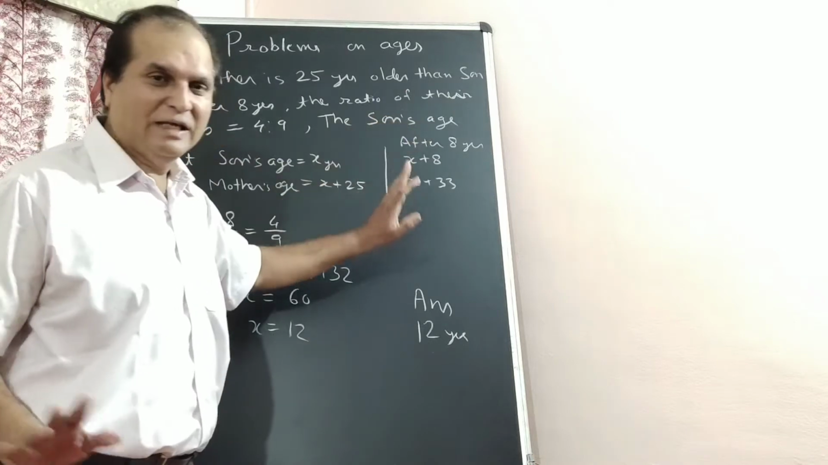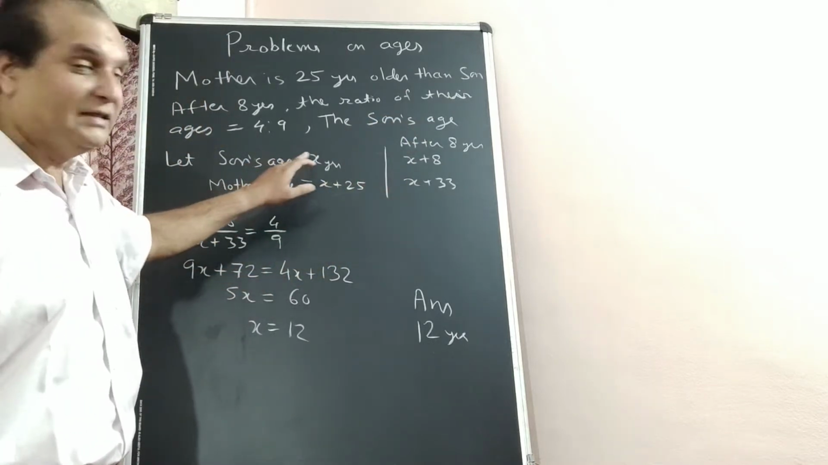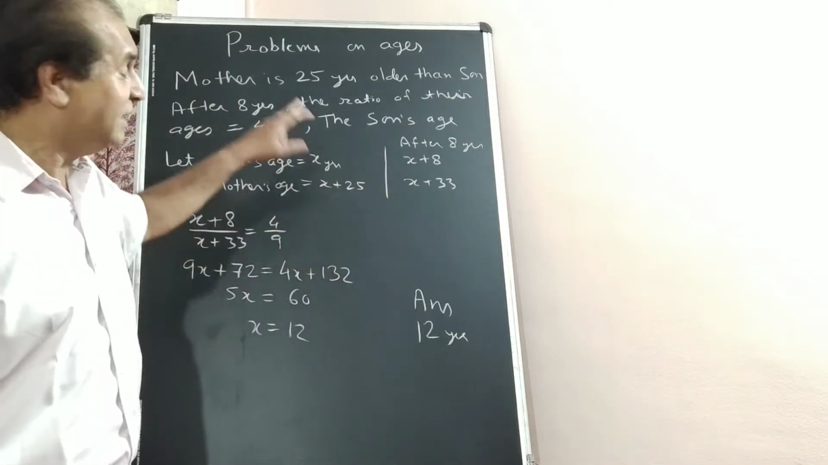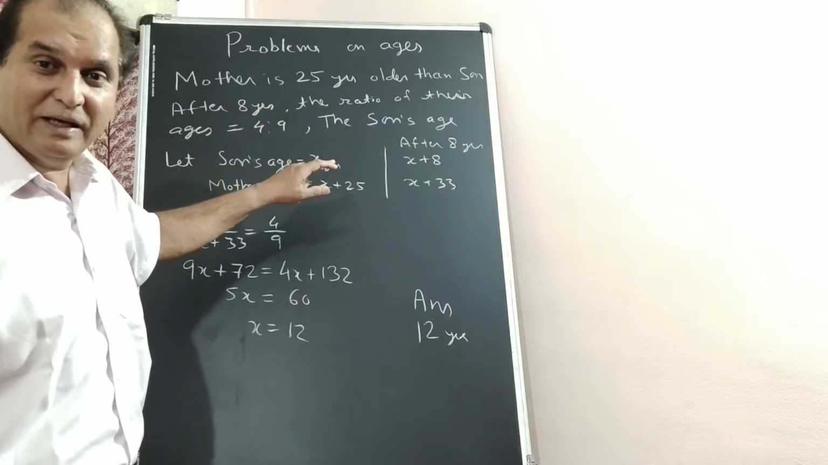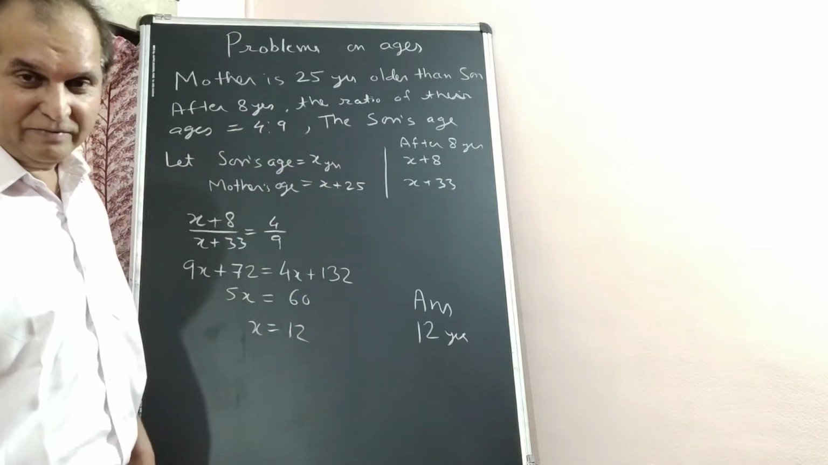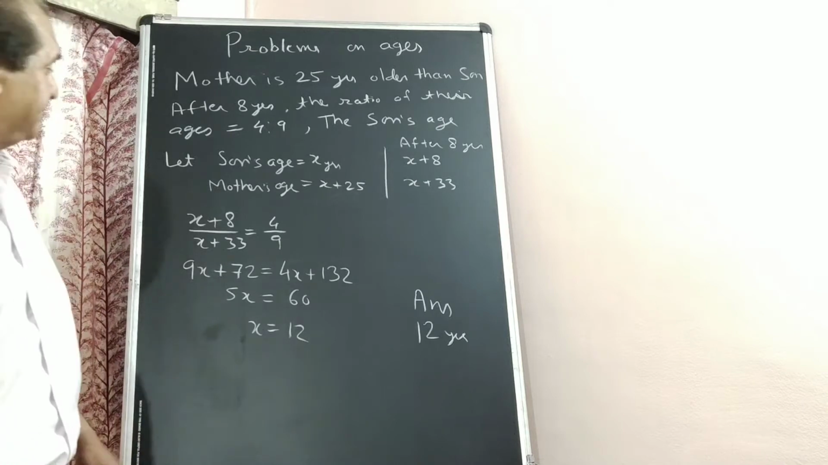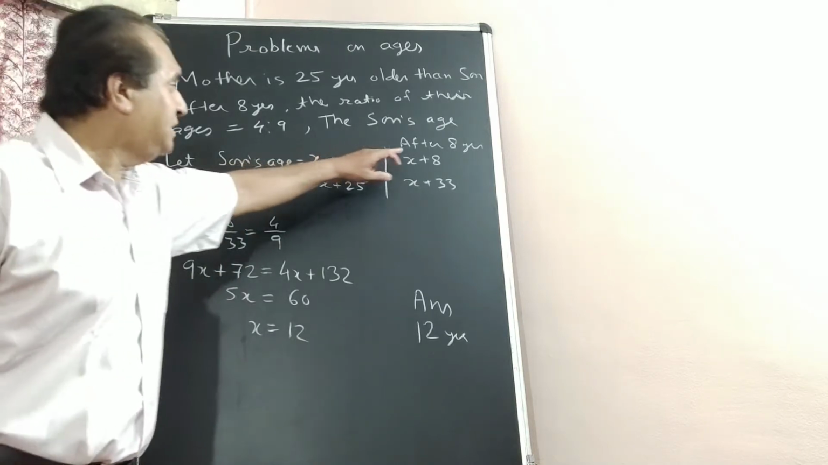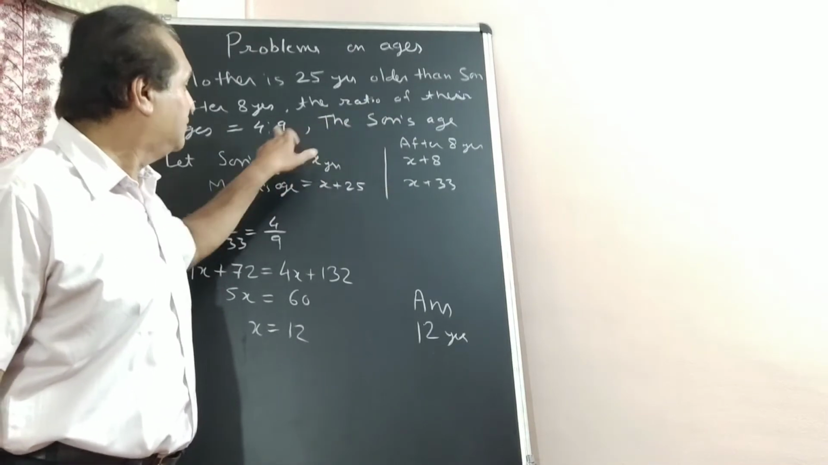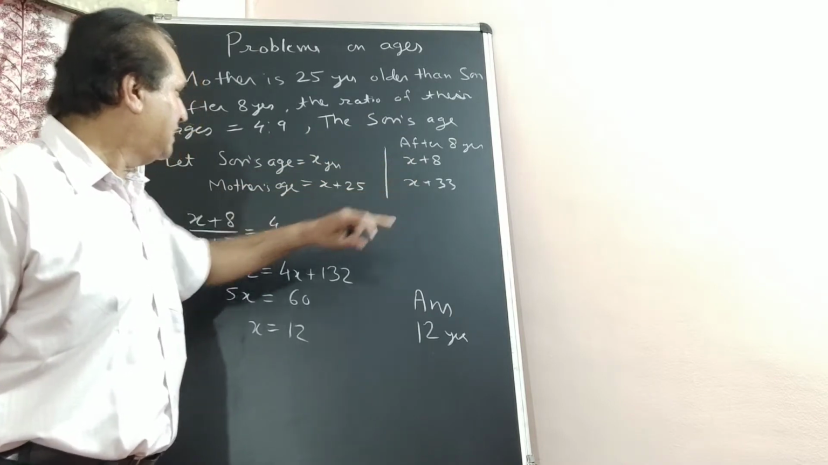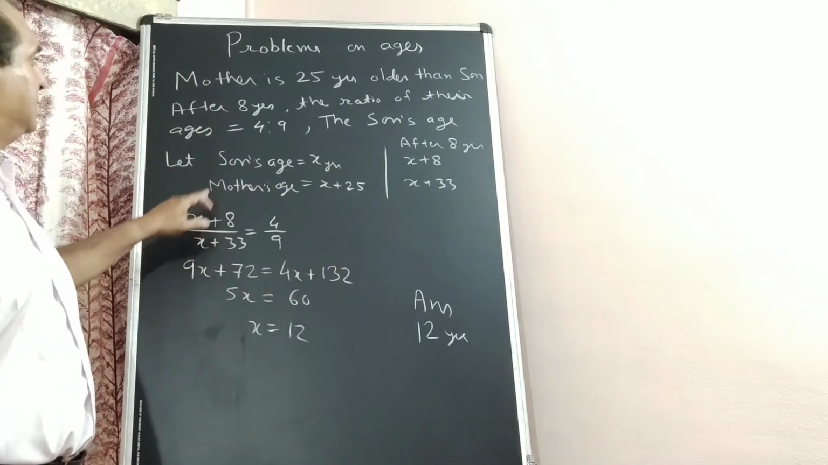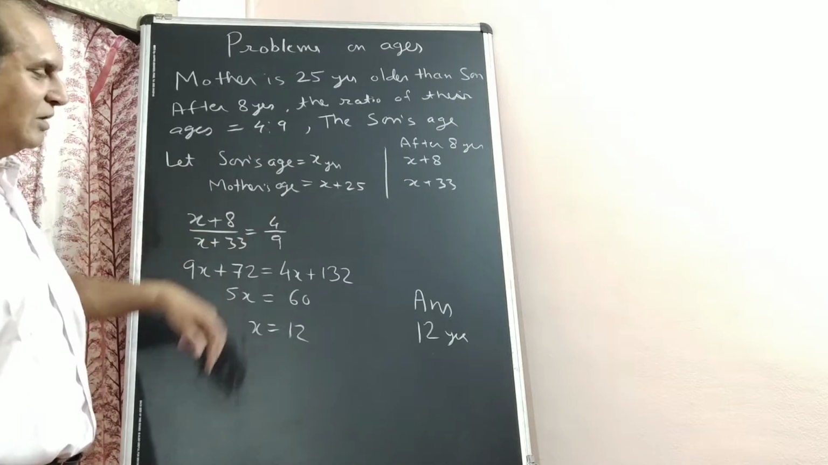Only the son's age is asked, so we have taken son as x. If you take mother as x, son will be x minus 25. Now after 8 years the ratio is 4 upon 9, x plus 8 upon x plus 33. This ratio is 4 as to 9, so you can take 4 upon 9.